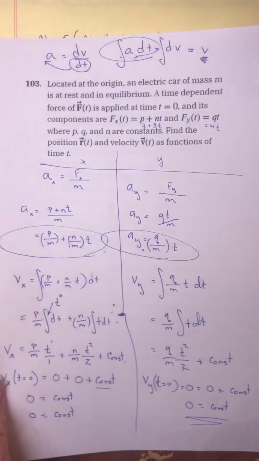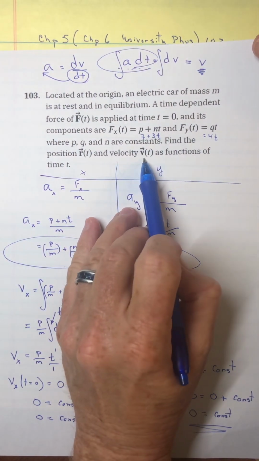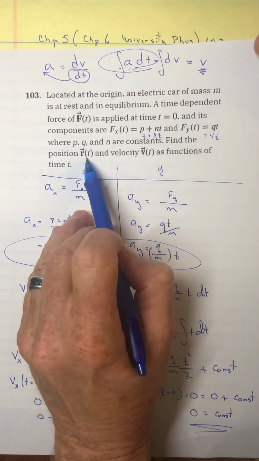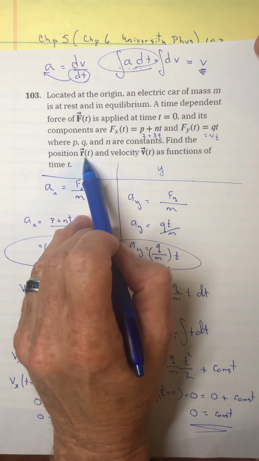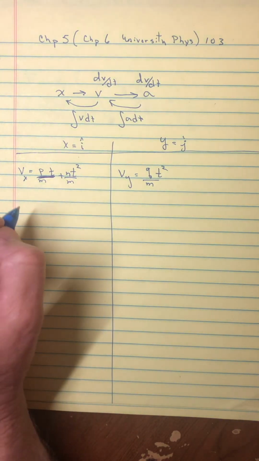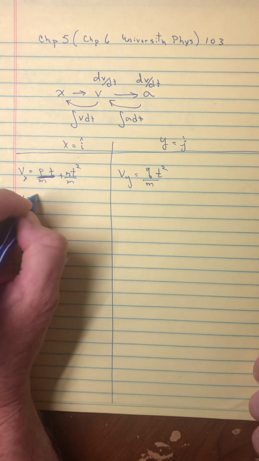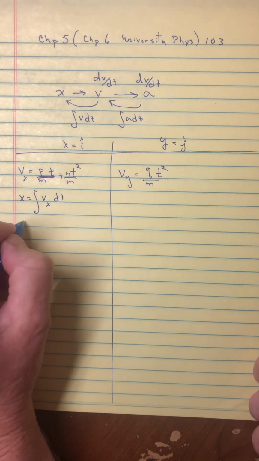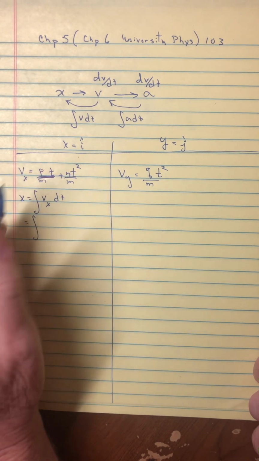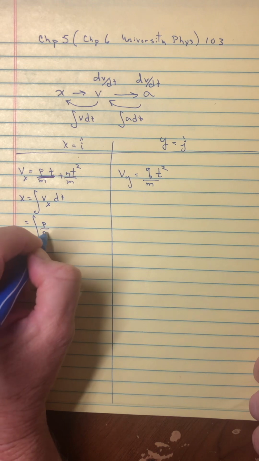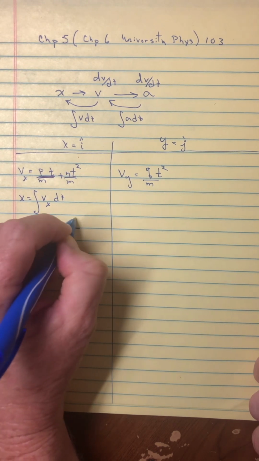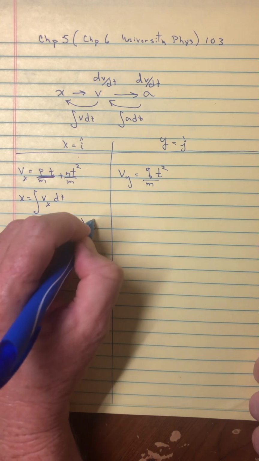because as the problem says, not only do we want to find the velocity as a function of time, so both the x and y components, but we also want to find the position, and get an arrowhead, so it has both the x and y components. So let me just point out then that x would be the integration of the velocity in the x direction dt. So doing this integral, I've got p over m times t plus n over m t squared dt.